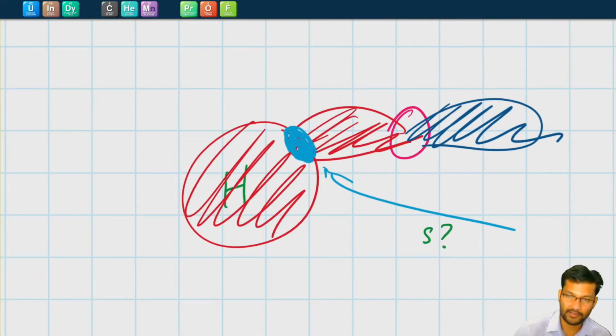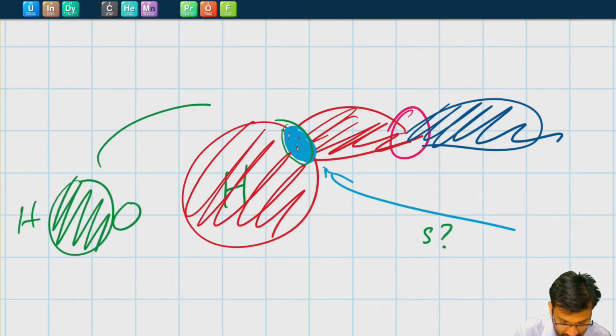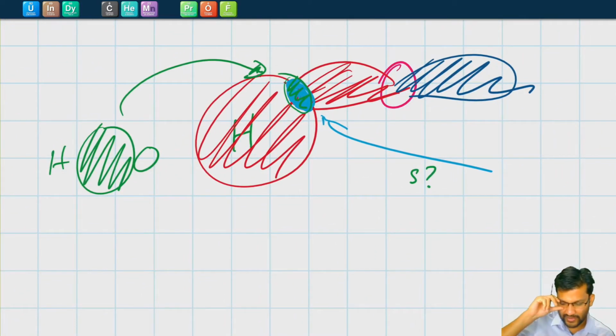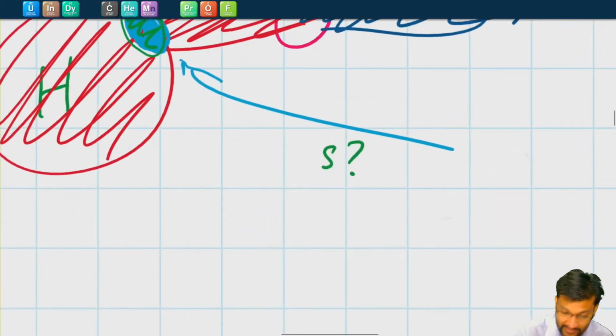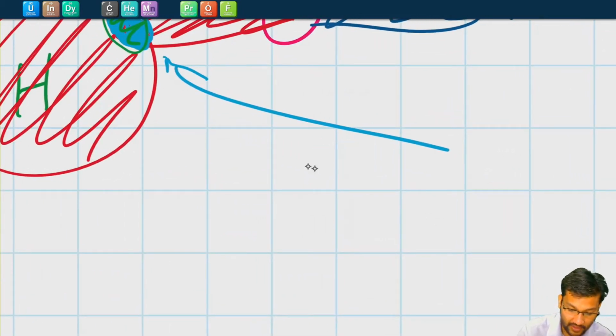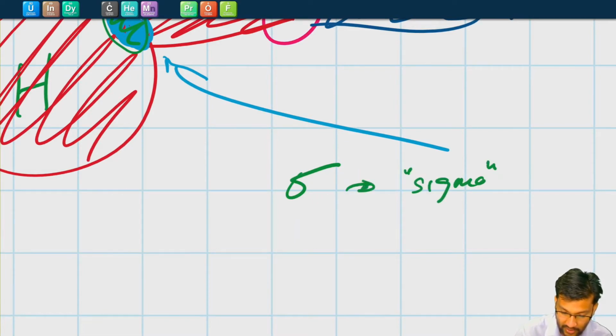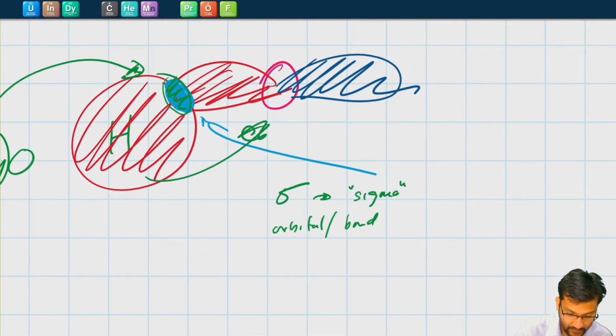But we can't call it an s orbital. S orbitals are atomic orbitals, and this is a bonding in the region between the hydrogen and the oxygen, right? There's an orbital in between there, if you will. So it's like an s orbital, but it's between two atoms. We need to call it something. Why not use the Greek symbol for s? And that's where sigma comes in. This is sigma. So we'll call that a sigma orbital or a sigma bond. Why bond? Because it's actually between the two atoms.